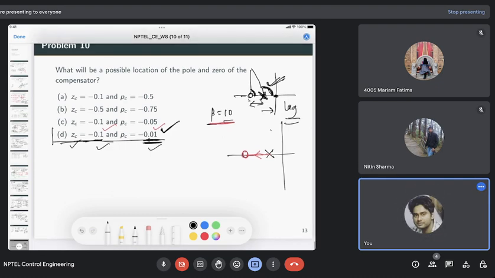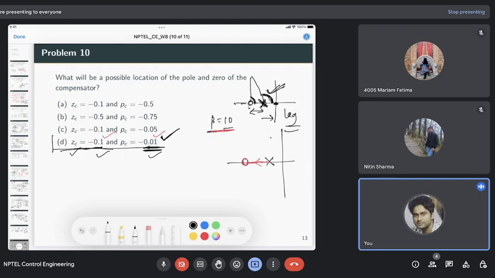So any question on this, regarding compensator design using the root locus, you can ask. The steps will be the same, you just have to compute them. So any doubt?